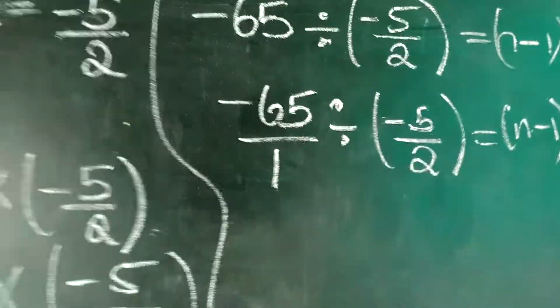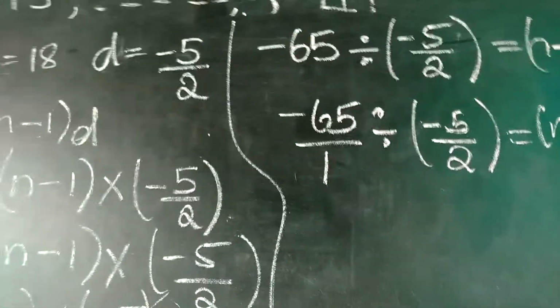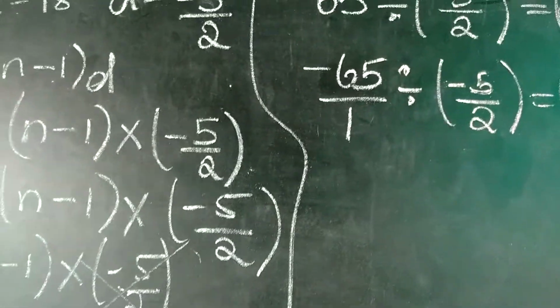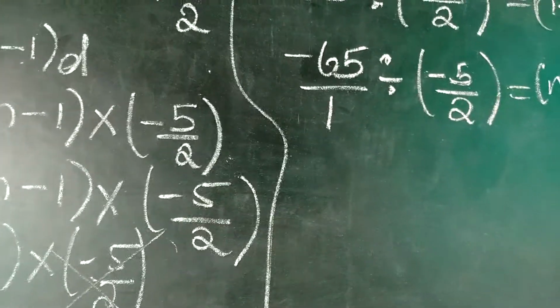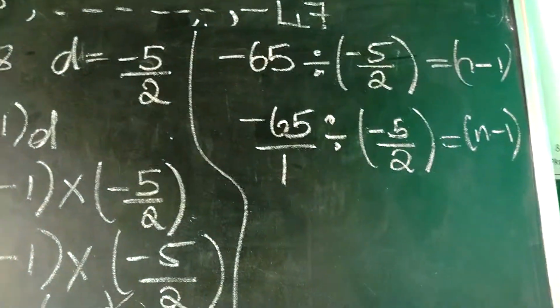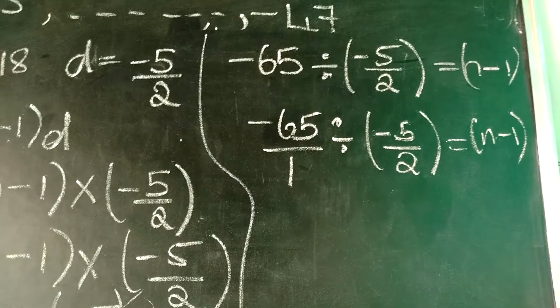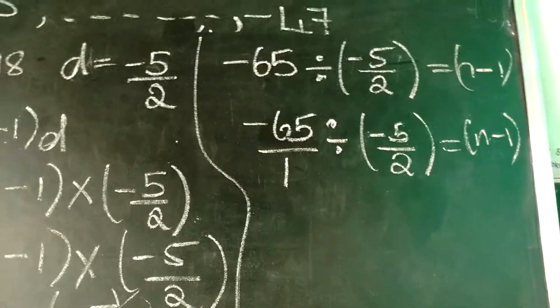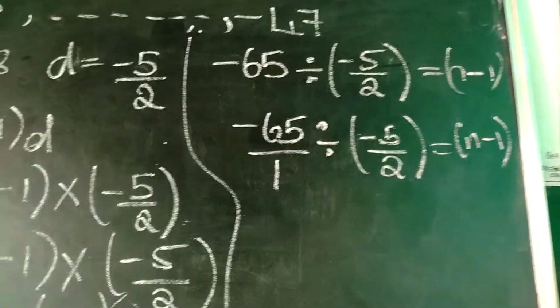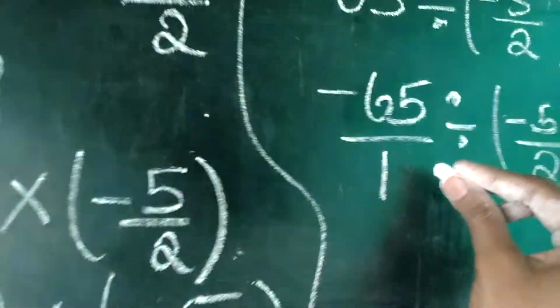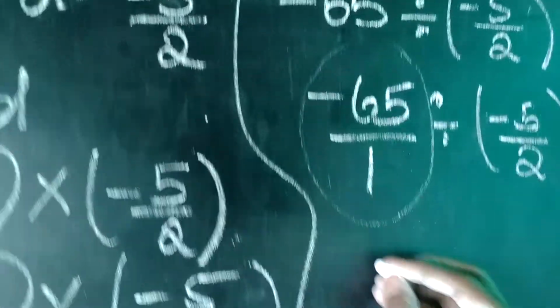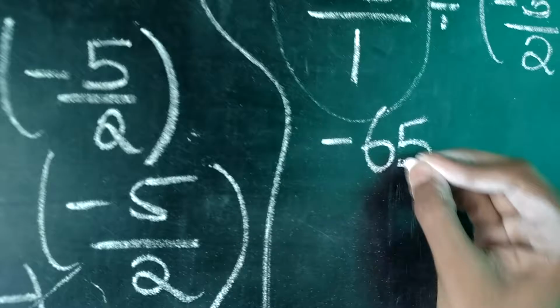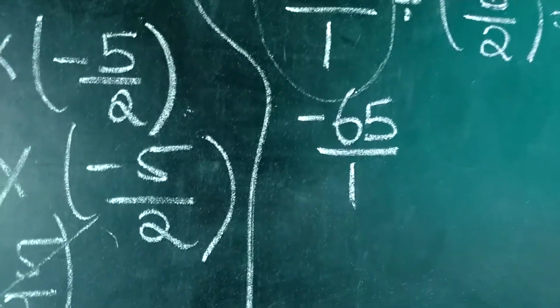So I taught you how to add or subtract a fraction. But you guys have to know how to divide a fraction also. How to divide a fraction means you have to remember 2 steps while dividing a fraction. I think many of you know this. If you don't know, just have a look. What are the 2 things? This left side part will be the same. That is minus 65 by 1 remains the same.